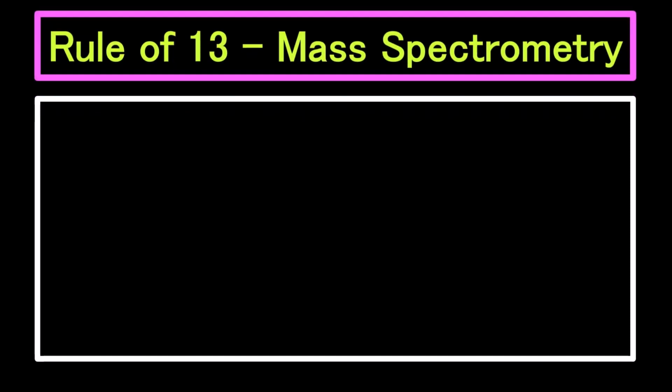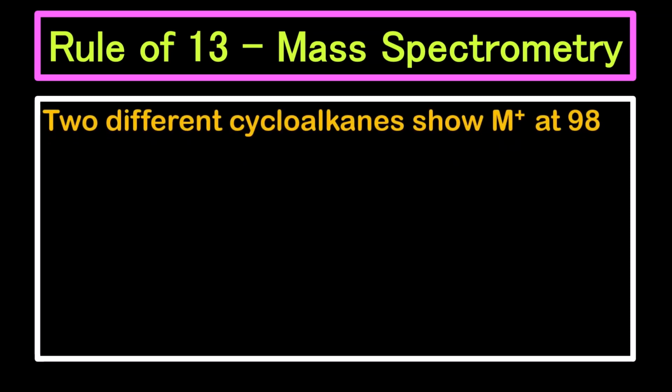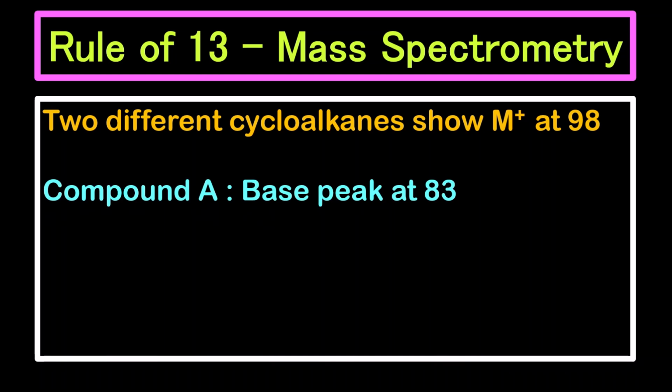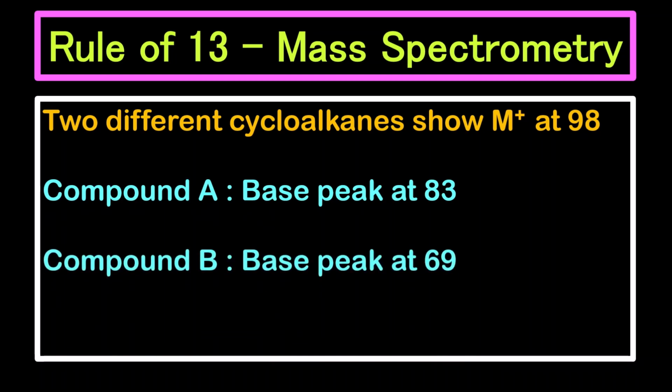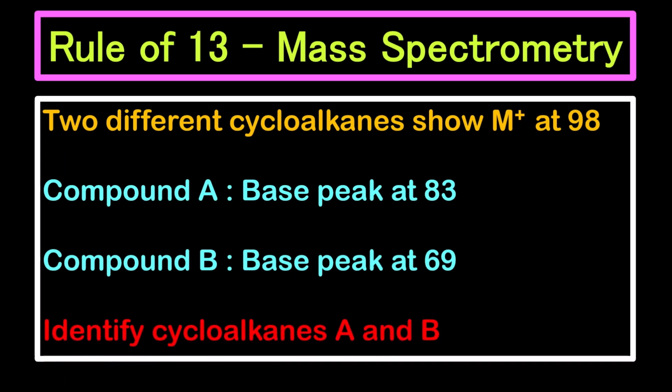So in today's video, we are going to solve an unknown structure determination problem based on the rule of 13, which is from mass spectrometry. The question given is: there are two different cycloalkanes that show an M plus, or molecular ion peak, at 98. The first compound shows a base peak at 83 and the other shows a base peak at 69. We have to identify both the cycloalkanes A and B.